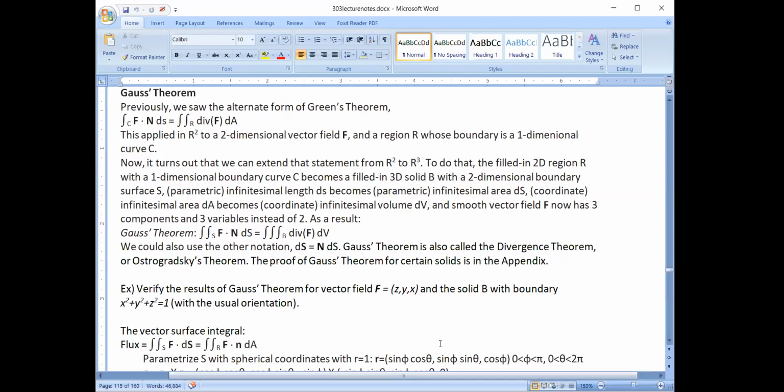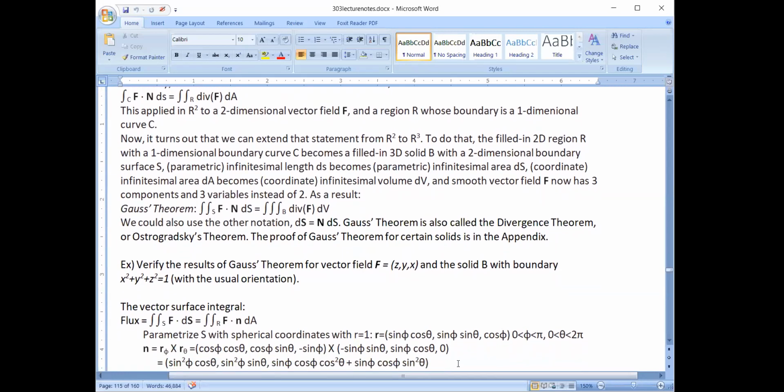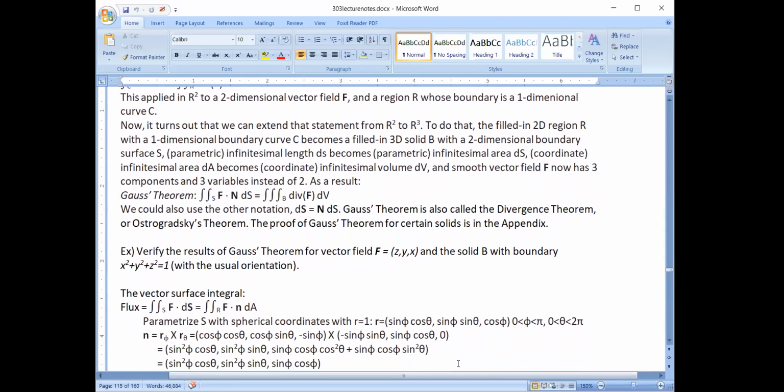Now, we've calculated the normal vector for spheres before, but we can do it again from scratch. Calculate your two tangent vectors, r phi and r theta, and you get these two vectors. Then take the cross product, and you get this, and then the final component simplifies, and you wind up with sine squared phi cos theta, sine squared phi sine theta, sine phi cos phi. And there's your normal vector. Now we can go ahead and plug things in.